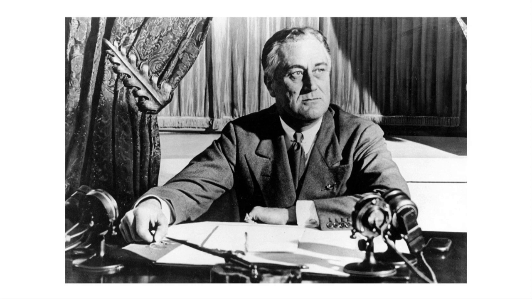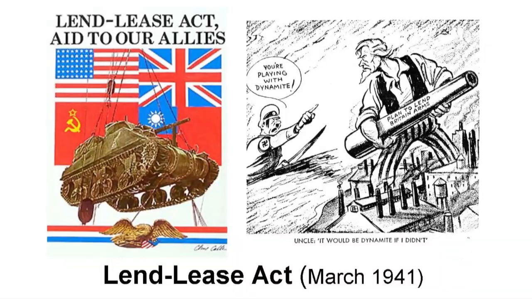Now, one person who did not support American neutrality was the President of the United States. Franklin Roosevelt was very concerned about what was going on in Europe. He believed that sooner or later we were going to have to contend with Adolf Hitler and that we actively needed to support our allies. So at his urging, Congress began to pass laws allowing the United States to support those countries. And by the time we get to 1941, we have a law called the Lend-Lease Act, which basically allowed us to give military equipment to any country fighting the Axis powers.